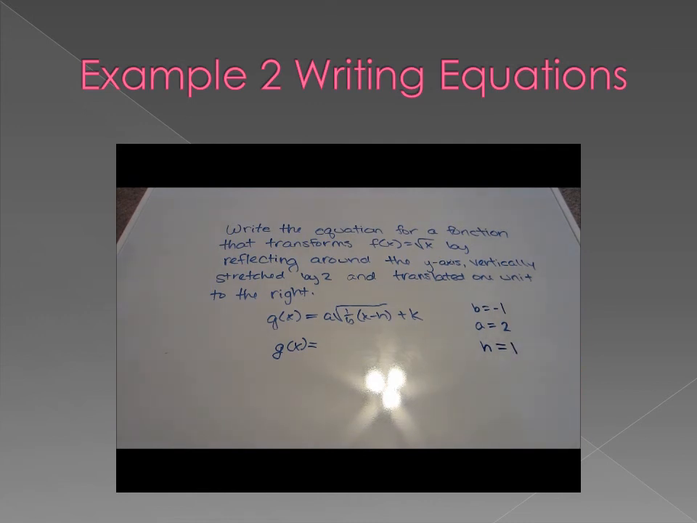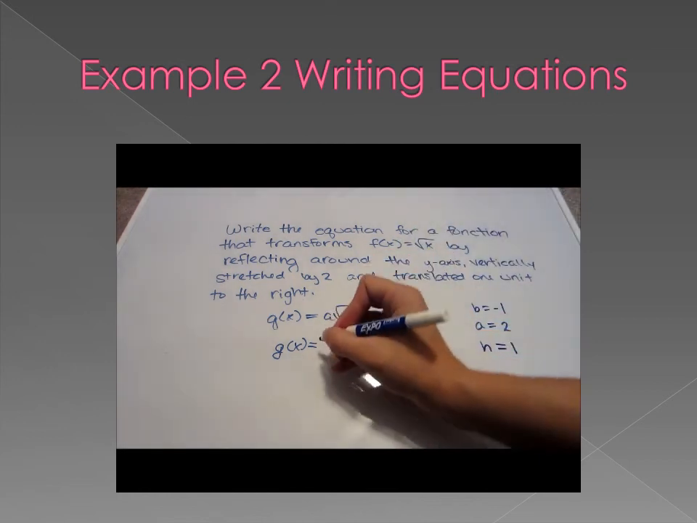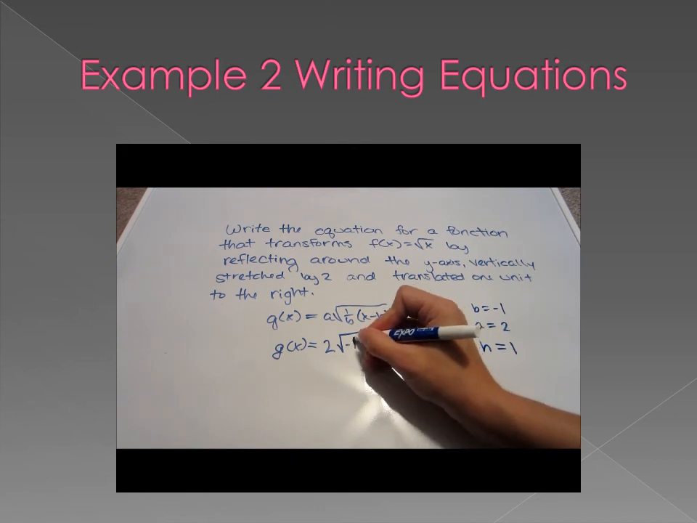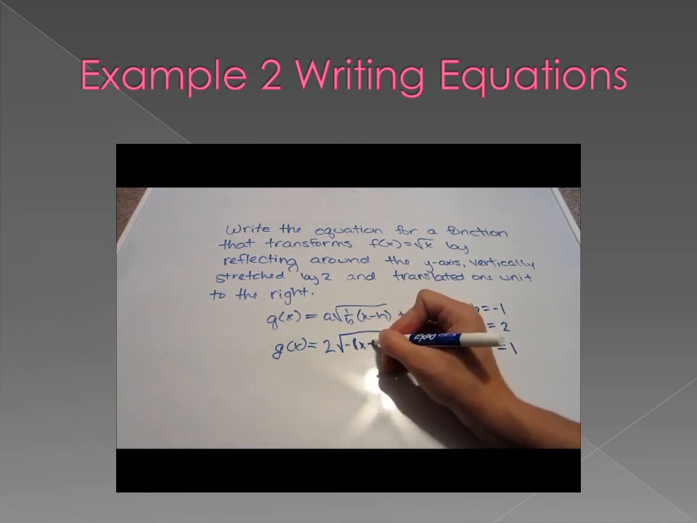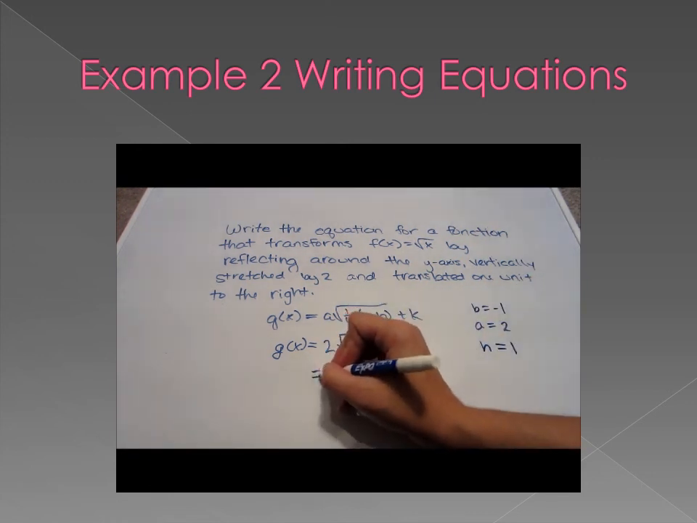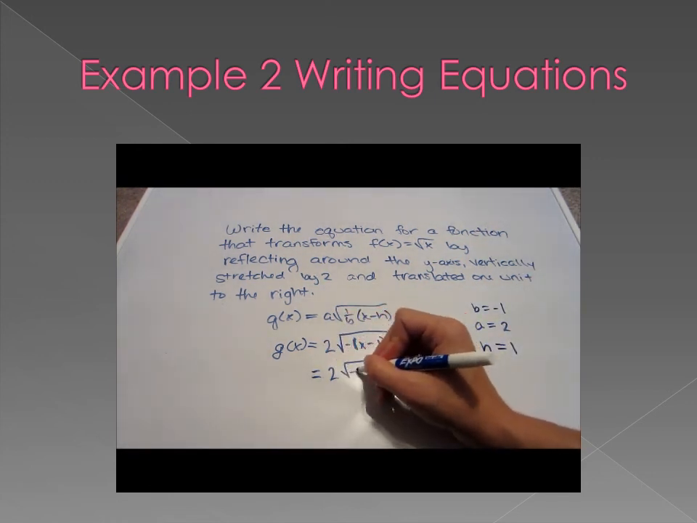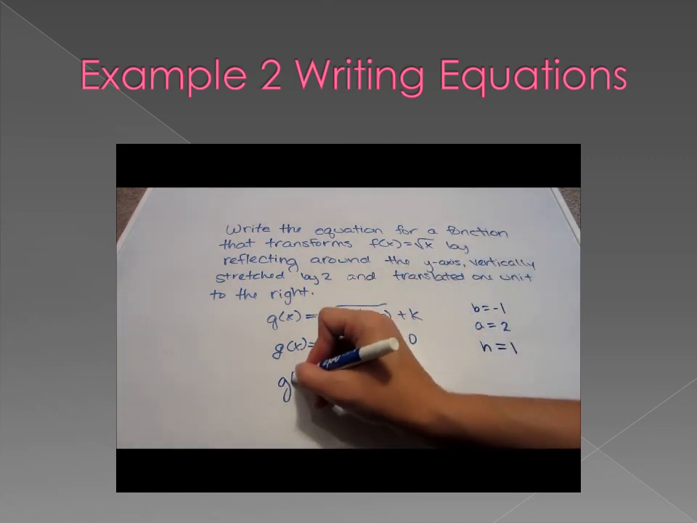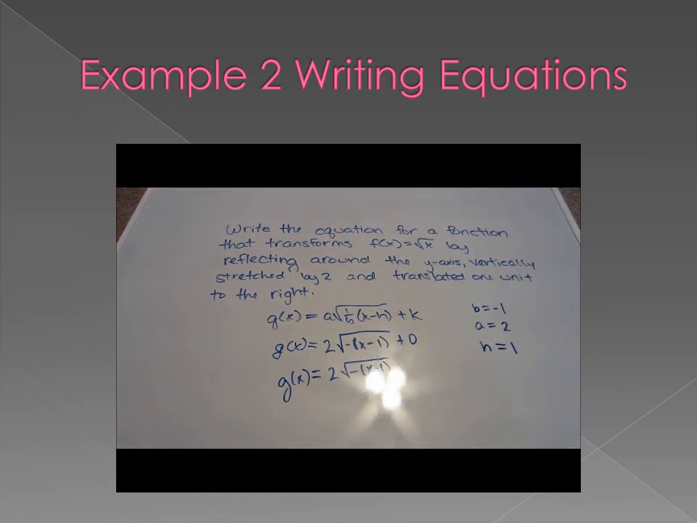Now we plug these into the original function. A is 2, times the square root of negative 1 times x minus h, plus k, which we can simplify to 2 times the square root of negative x minus 1. And that's our final answer. We have g of x is equal to 2 times the square root of negative quantity x minus 1.